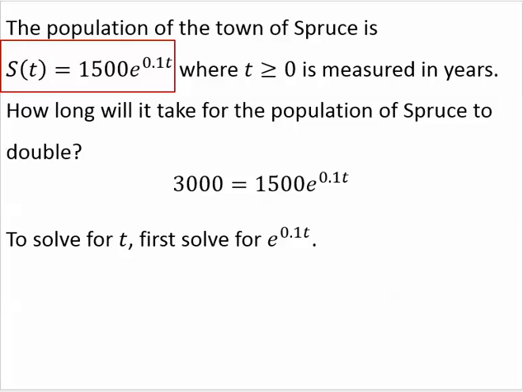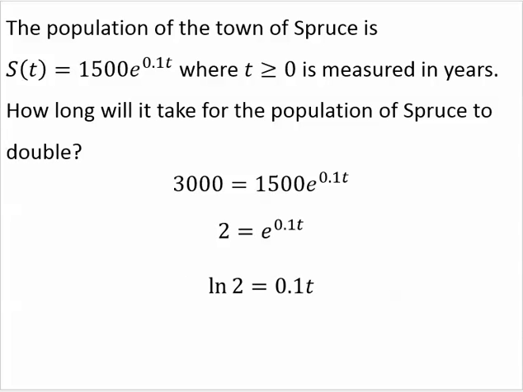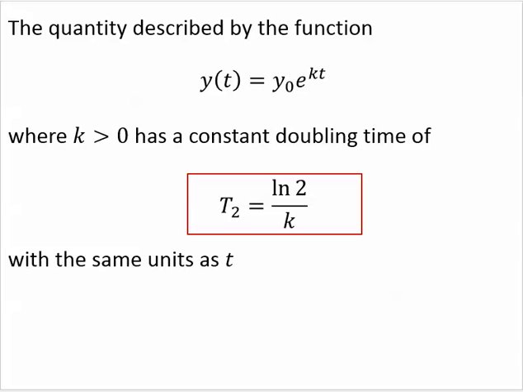Setting S of t equal to 3000, we then solve for t. Divide both sides by 1500 and then take the log of both sides. Then solve for t. I get t equals log 2 over 0.1. Recall that 0.1 is my k value. And in general, doubling time is log 2 divided by k.